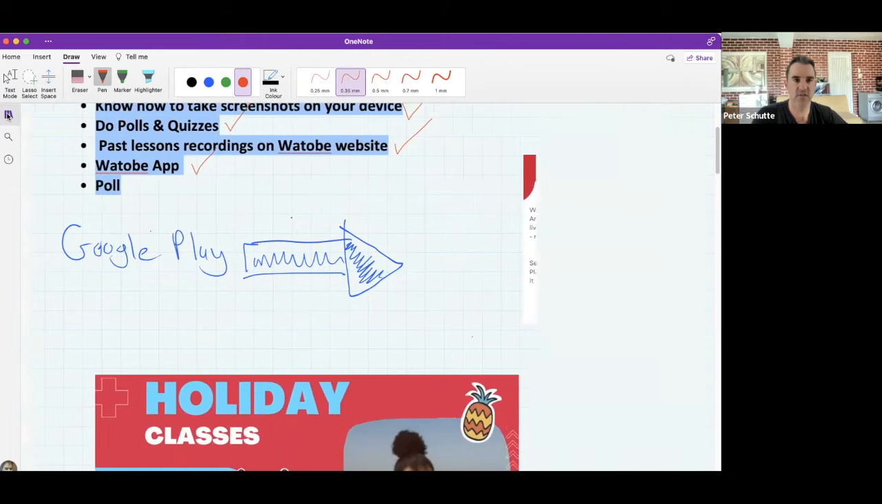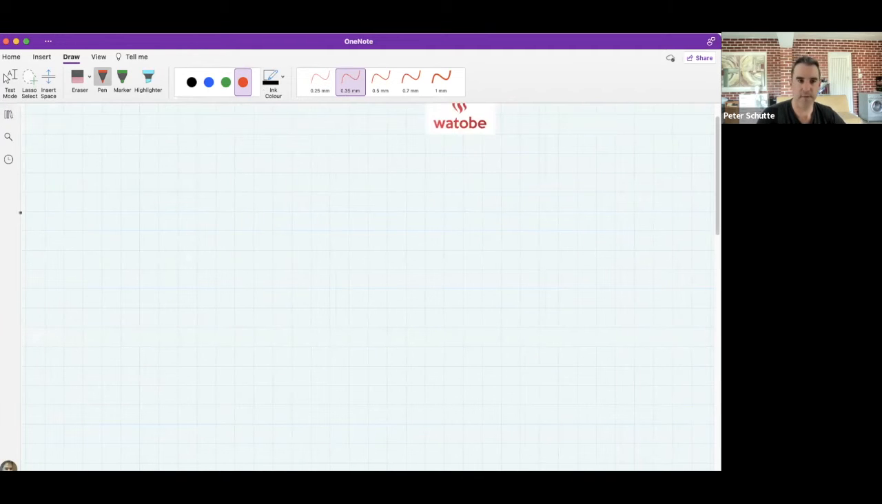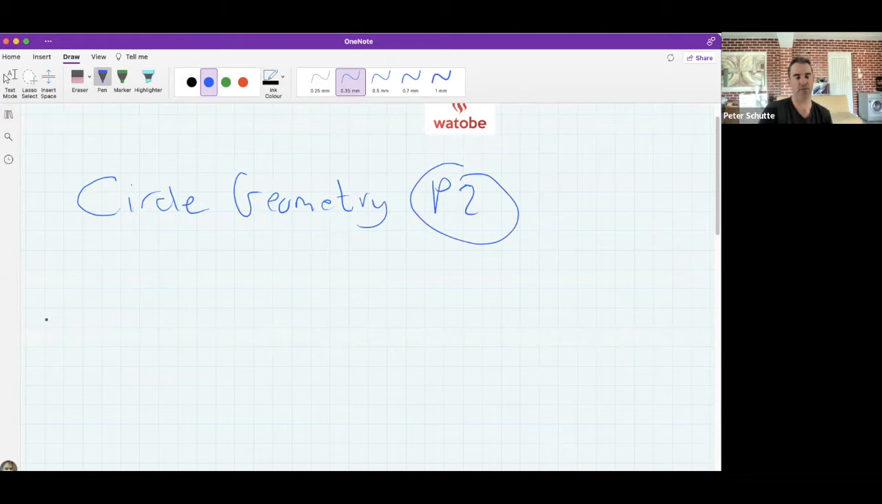Okay, so today we are going to be talking about where we were in the last lesson, and that is circle geometry. And circle geometry is in paper 2. It's a pretty decent chunk of paper 2.